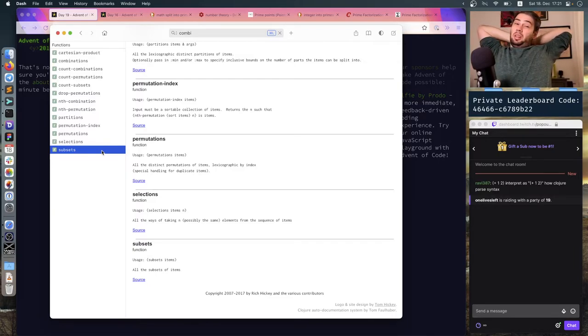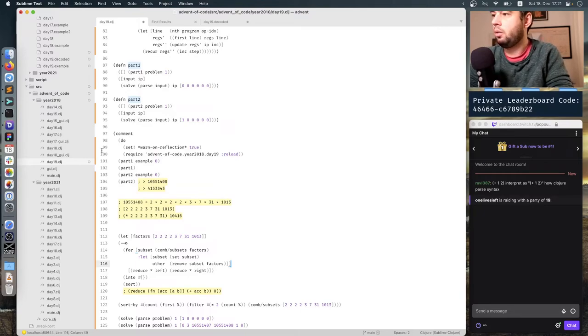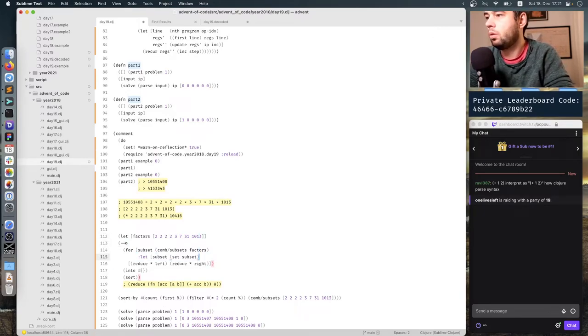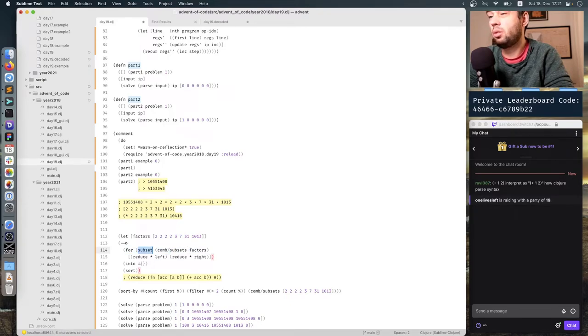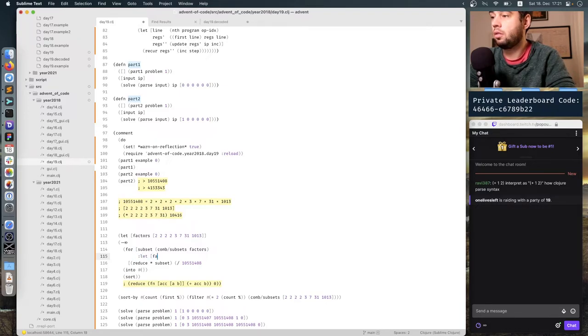Well, we can take subsets, we only need multiplication, right? So. And we actually can do. Actually, all subsets sounds good. And what we are going to have is reduce multiply subset. Even for the empty one, we get one, which is also important. And the other one is going to be this.